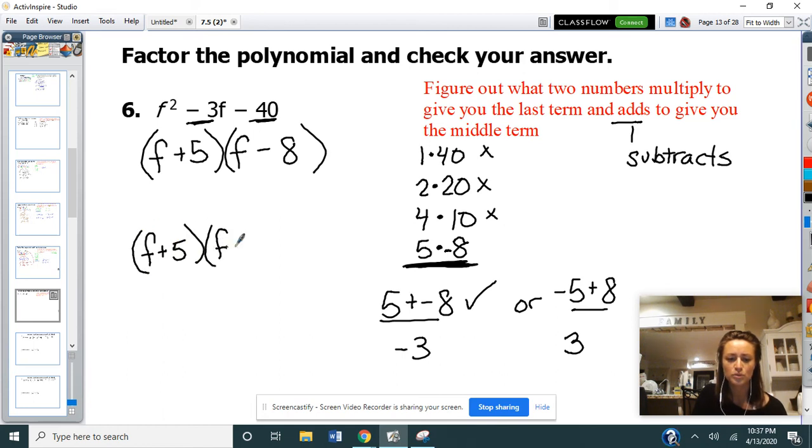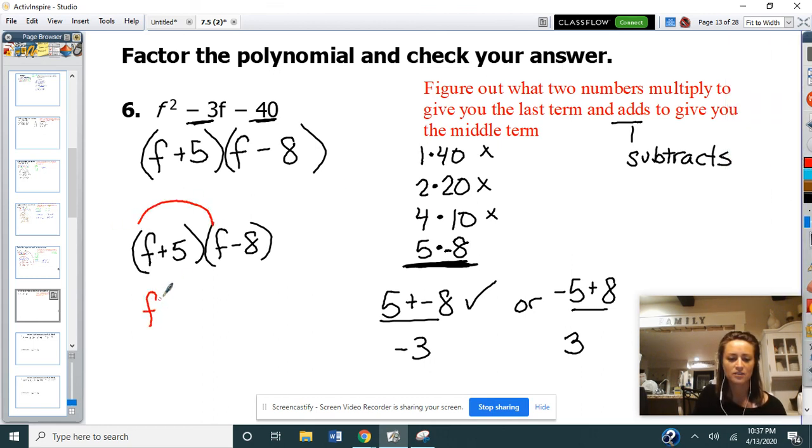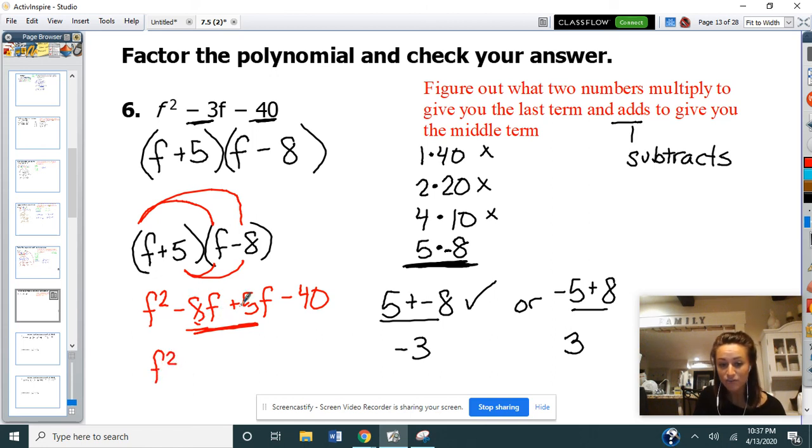We distribute out or multiply. So let's multiply. F times F is F squared. F times negative 8, negative 8F. 5 times F is 5F. And 5 times negative 8 is negative 40. You combine the middle terms because those are like terms. Negative 8F plus 5F is negative 3F, which is what we wanted.